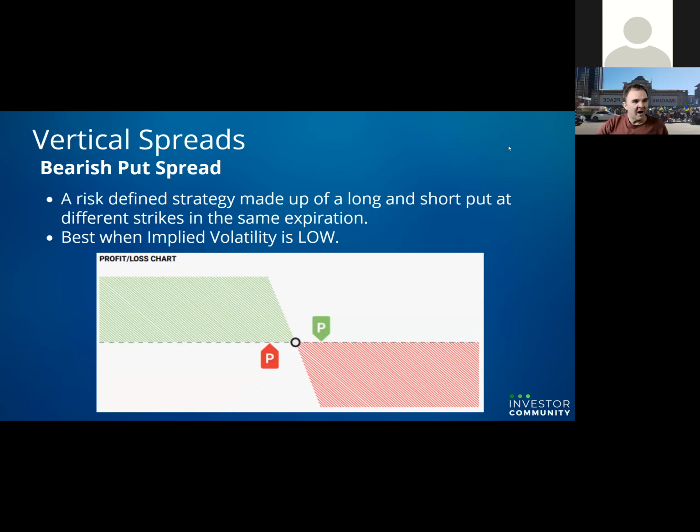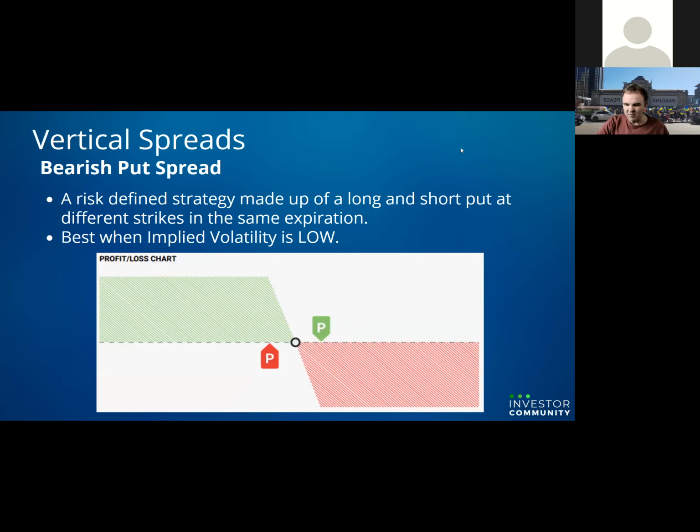Okay, so the next one we have is a bearish put spread. It's a risk-defined strategy, like all of these, made up of a long and a short put at different strikes in the same expiration. It's best when implied volatility is low, because essentially we're long puts, right? We're essentially buying puts. So what we're doing here is we are buying a put up here and selling a put here. And we are capping our profit with the sold put, and we're capping our loss with the bought put, with the long put. Okay, makes sense?